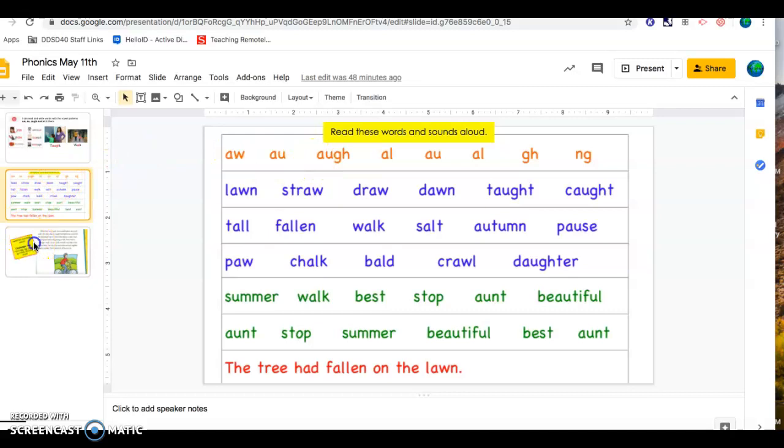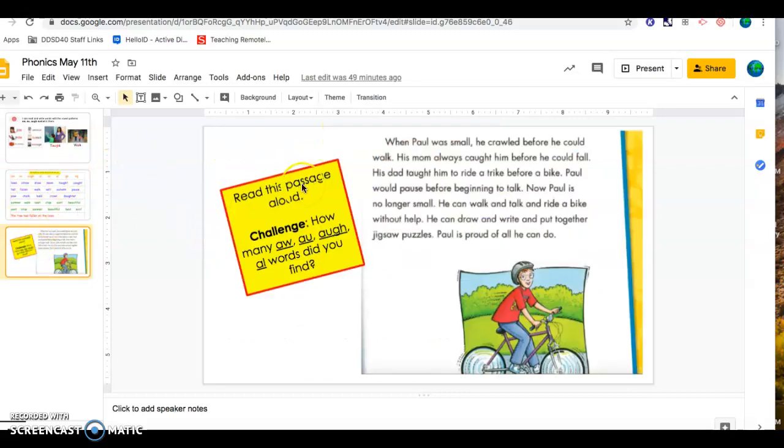When you're done with this slide, you go to this slide. This says, read this passage aloud. For a challenge, you're going to count and find how many AW, ah, AU, ah, AUGH, ah, and AL, ah words you found. I'm going to read the passage now. I want you to also read it. I am just reading it just to make sure that you've heard it once, and that if you're not sure what words are, you can come back and listen to this. It is still very important that you read it by yourself.